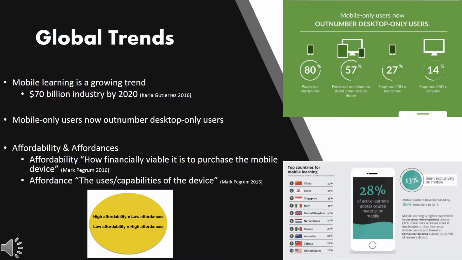Mobile learning is a growing trend in today's world. It is estimated to grow to be a $70 billion industry by 2020. The statistics show that 80% of people use smartphones regularly and 57% of people use more than one mobile device. Affordability and affordances are closely linked to the global trends of mobile learning. Affordability relates to the financial side, whereas affordances illustrates the capabilities of the device.